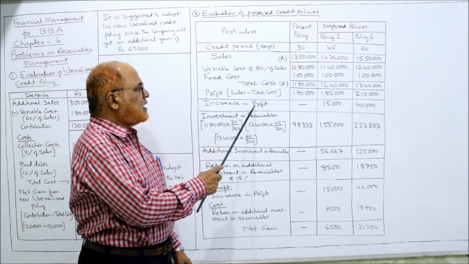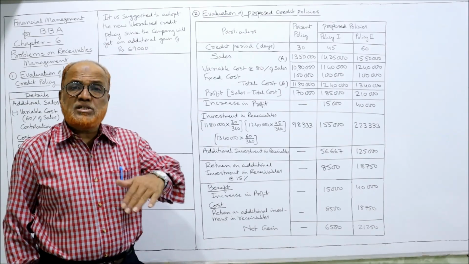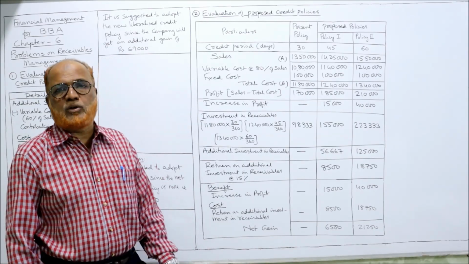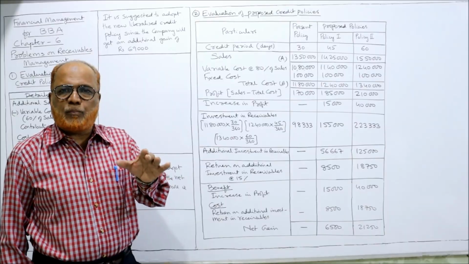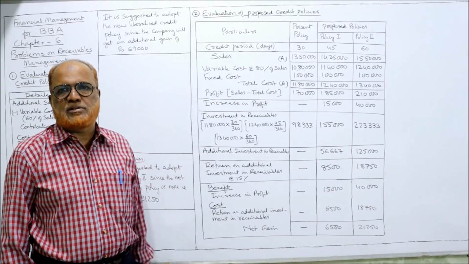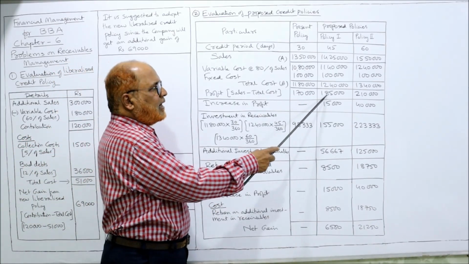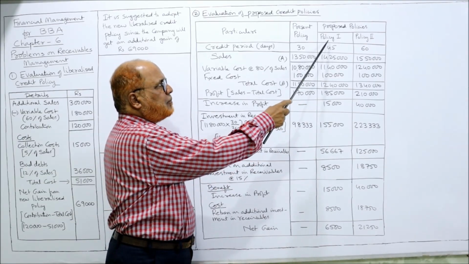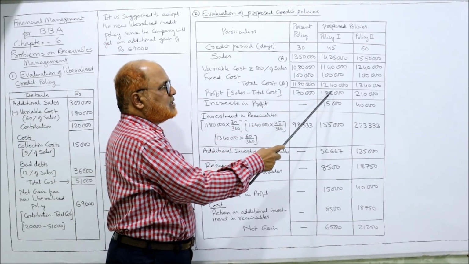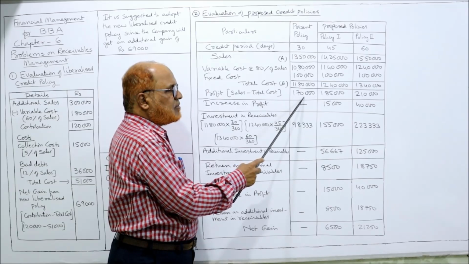Now we need the increase in profit. How much incremental profit are we going to get? So compare the proposed policy with the present policy. Here 1,85,000 is the proposed profit from policy 1. Present policy is 1,70,000.